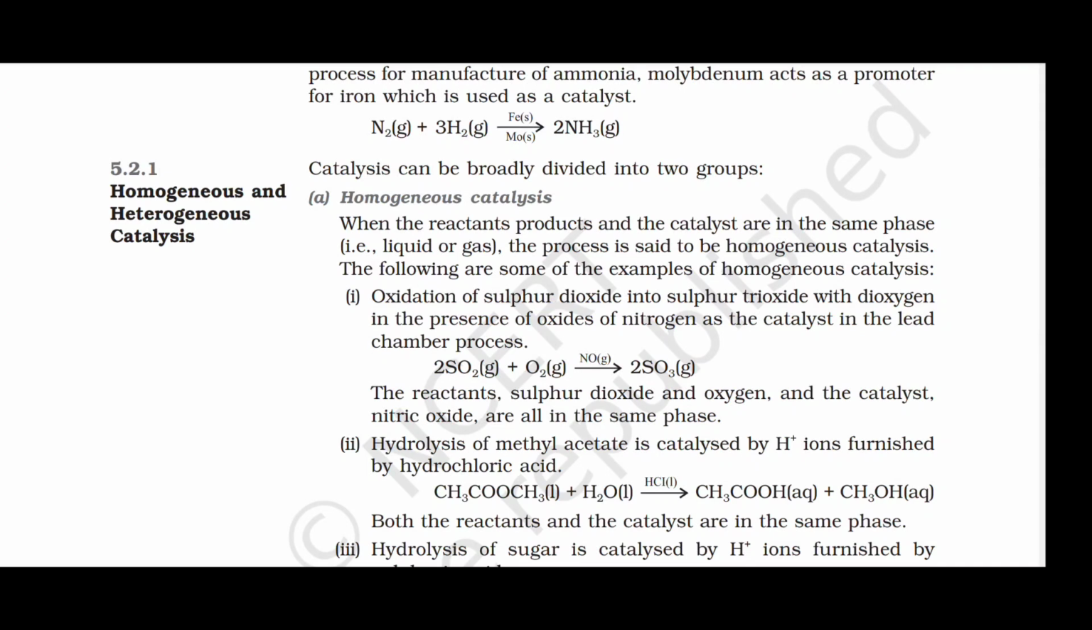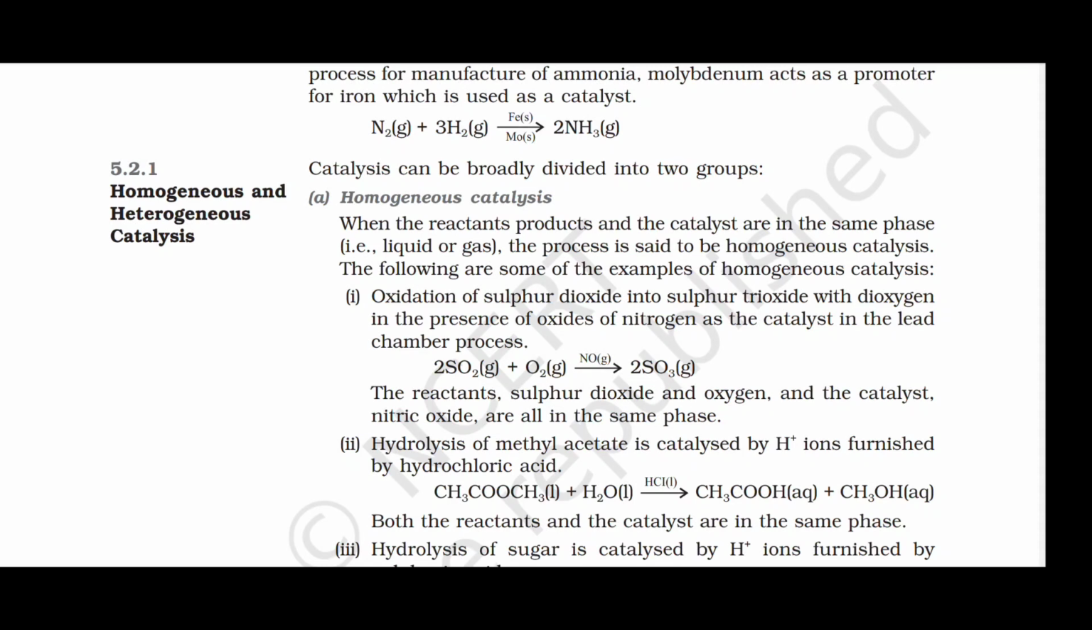Homogeneous and heterogeneous catalysis. Catalysis can be broadly divided into two groups. Homogeneous catalysis: when the reactants, products and the catalyst are in the same phase, that is liquid or gas, the process is said to be homogeneous catalysis. The following are some of the examples of homogeneous catalysis.